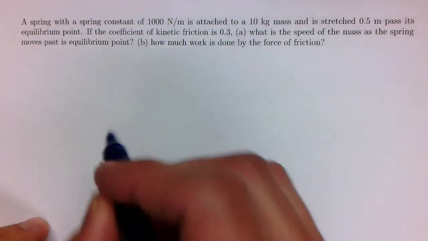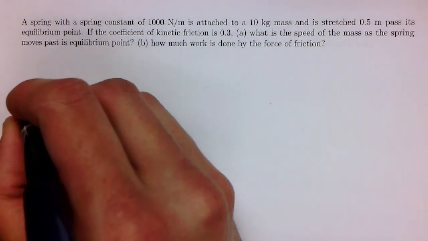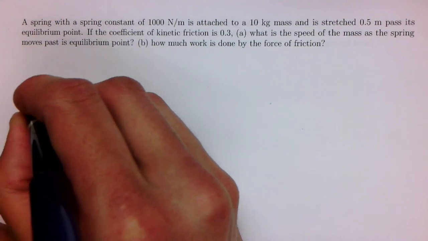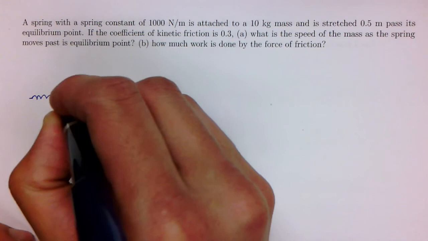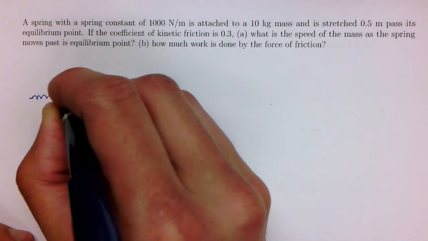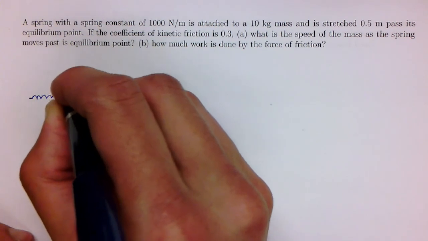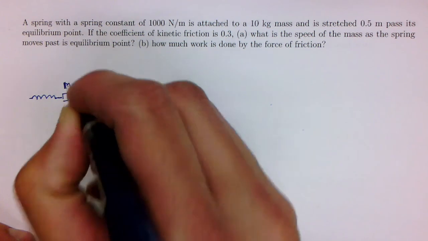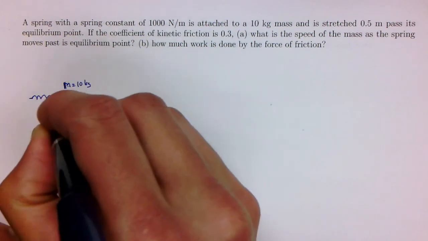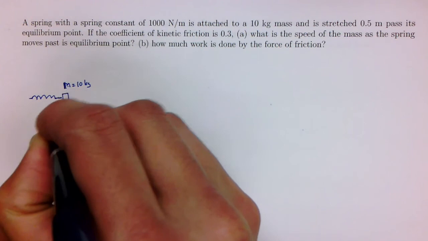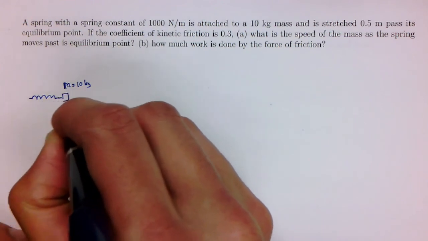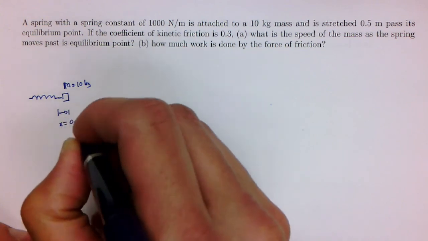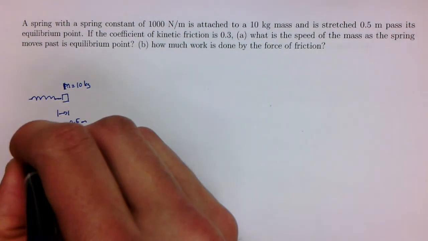So let's draw this picture. So we have a spring, and it's stretched, attached to a 10 kilogram mass. M equals 10 kilograms, right? And it's stretched past its equilibrium point by x equal to 0.5 meters. So that's the initial.